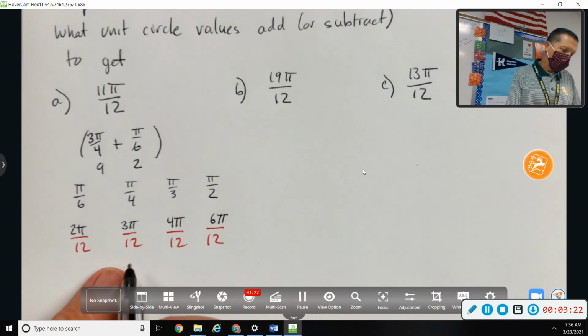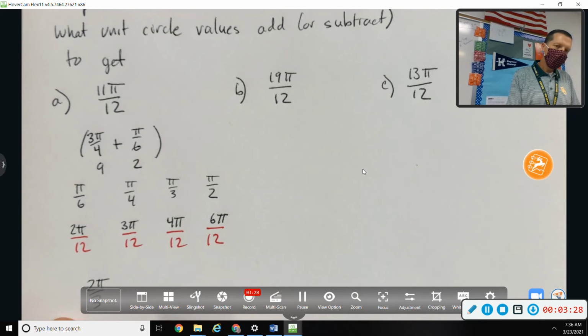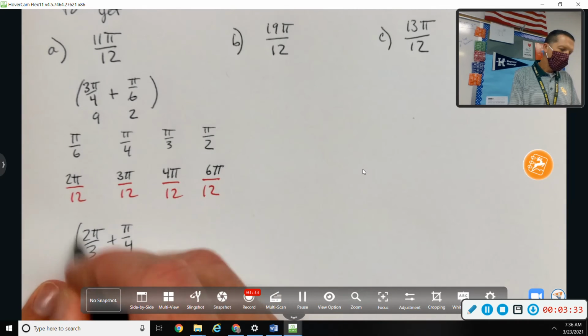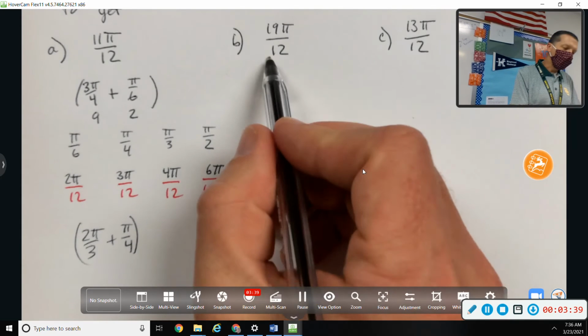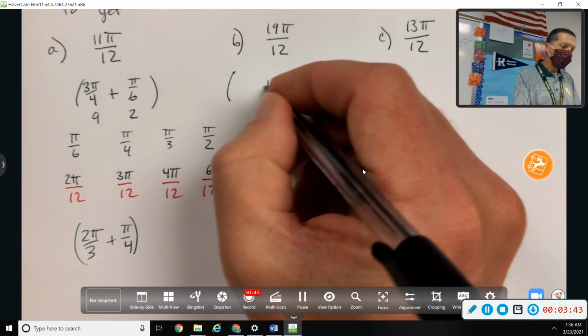Another way would be, let's see, you could do 2 of these, because that would get you to 8. 2 pi over 3. And then you would need a pi over 4. 8 plus 3 would get you to 11. And maybe this makes sense, but the bigger the number, so like 19 pi over 12, the bigger the number, the more ways there are to get there.